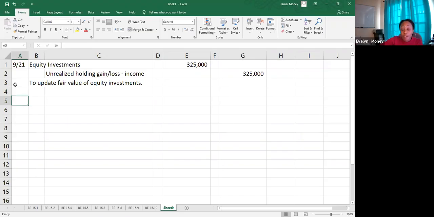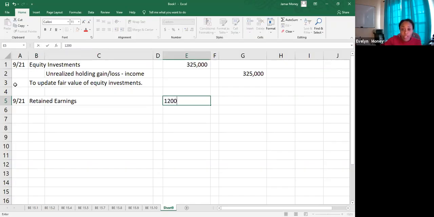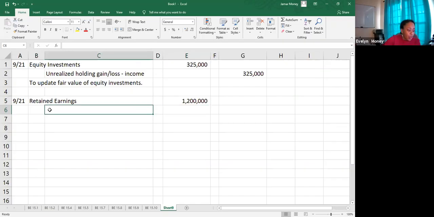Now, that is the first entry that we have to do on the date of declaration. The second entry is for the actual declaration of the dividend. All dividends are paid from the retained earnings account, even if it's an equity investment that we're giving to our shareholders. So we debit retained earnings for 1.2 million. And the reason why I'm using the 1.2 million is because that is now the value of my equity investments. And we are going to credit dividends payable.